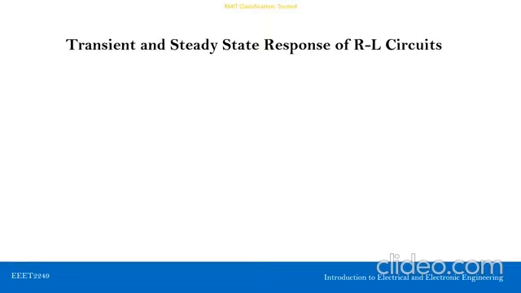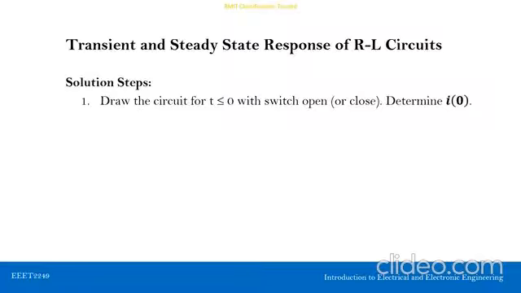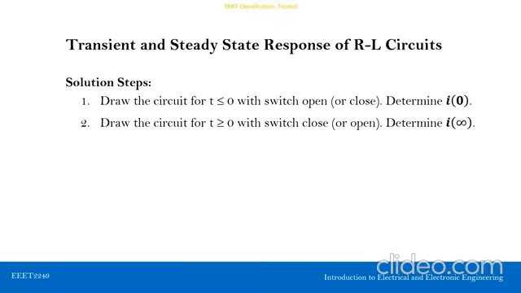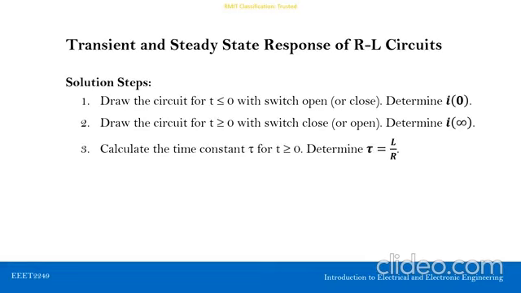Hence, the steps that we follow for transient and steady state response of RL circuits are as follows. Step 1, draw the circuit for t less than or equal to 0 with the switch open or closed depending on the circuit condition. Then determine I0 for this condition. Step 2, draw the circuit for t greater than or equal to 0 with the switch closed or open depending on the circuit condition. And for that condition, determine I infinity.